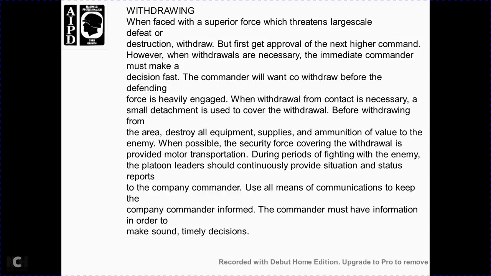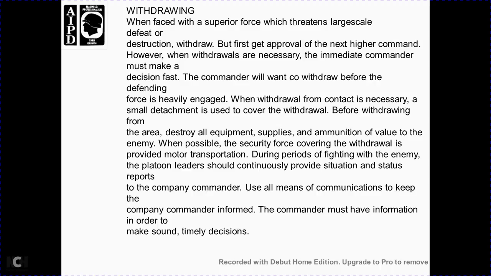Withdrawal in the face of a superior force is a threat of large-scale defeat and destruction. Withdrawal should first get approval of the next higher commander. However, if the nearest commander cannot be reached, the immediate commander must make the decision fast. The commander will want to withdraw before the defending force is highly engaged. The withdrawal from contact is necessary with a small detachment. Before withdrawing, destroy all equipment, supplies, and ammunition of value to the enemy. When possible, secure a force covering the withdrawal, and provide motor transportation during the period of fighting with the enemy.